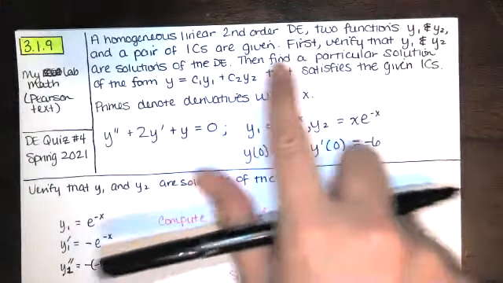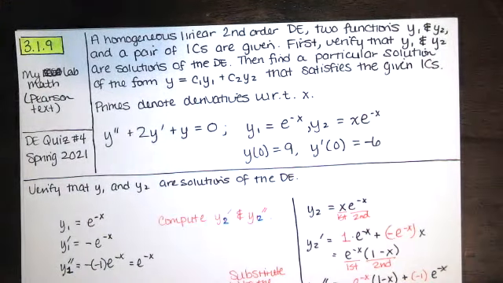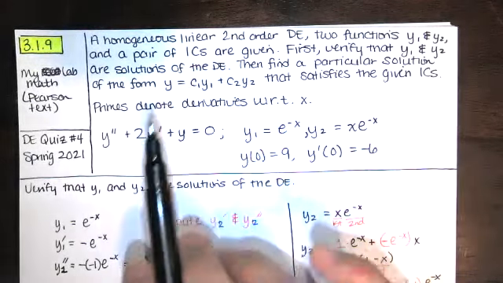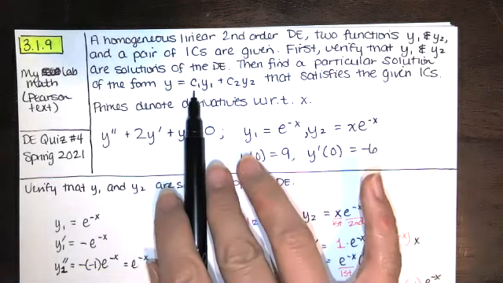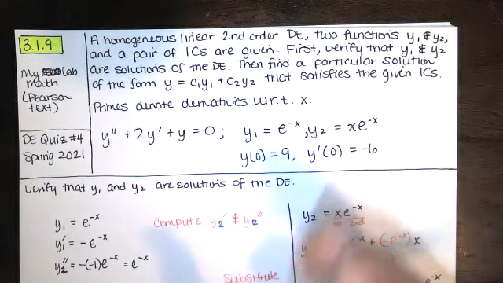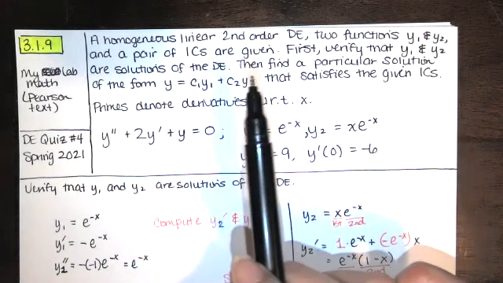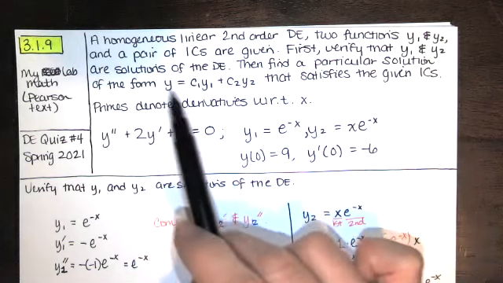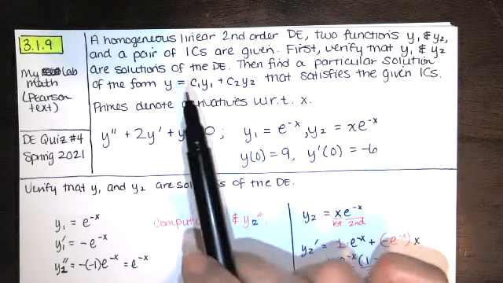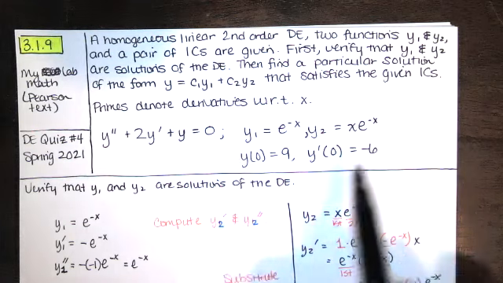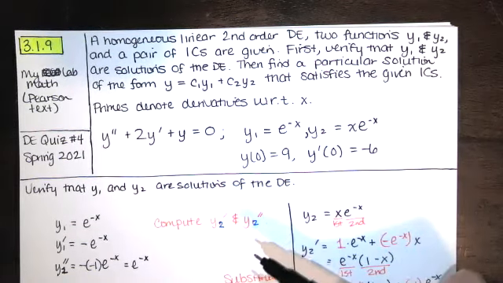Now the next part says, find a particular solution of this form, y equals c1y1 plus c2y2 that satisfies the given initial conditions. Now, when I saw that, I'm thinking my students may be confused because they wouldn't think of that as a particular solution. They think of that as a general solution. And you're right, when we use the c1 and c2 there, and they're just arbitrary constants for right now, that is the general solution. But they're saying, we want you to find a particular solution that has this form for particular constants, C1 and C2.